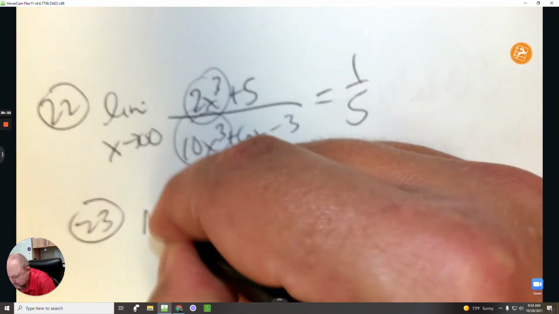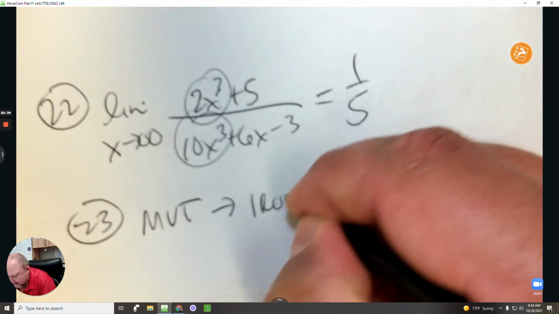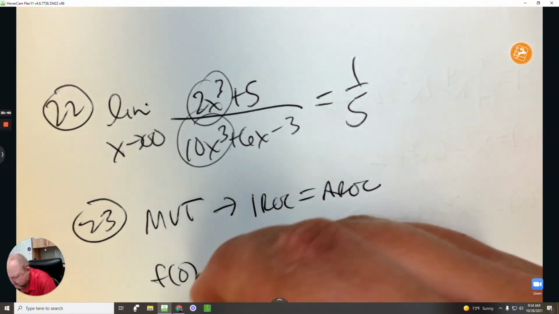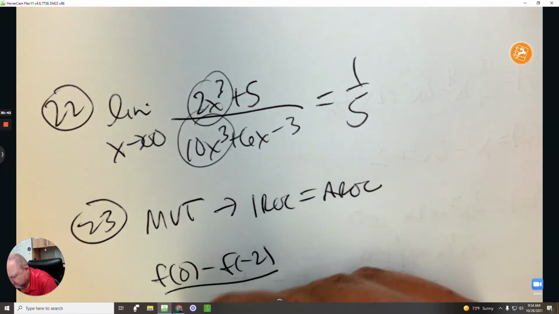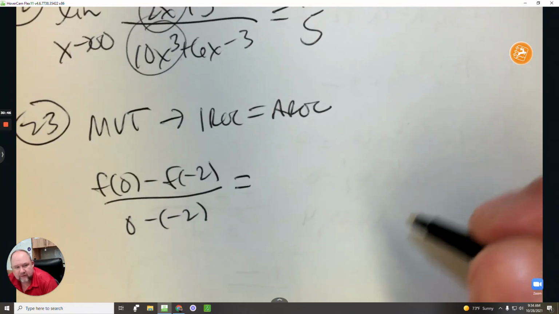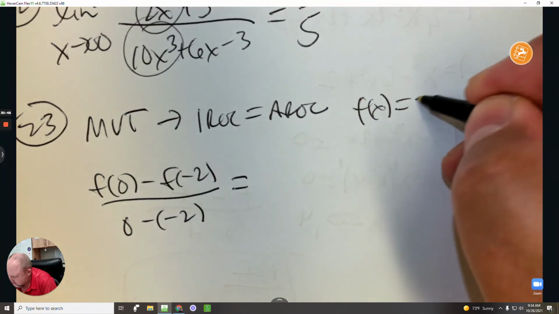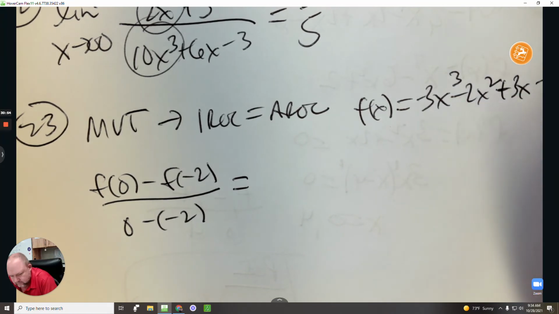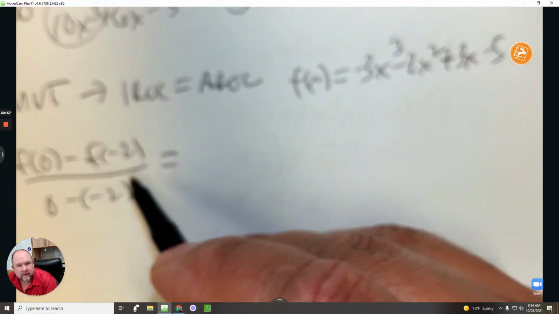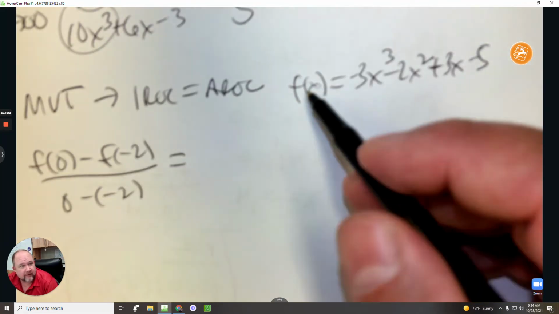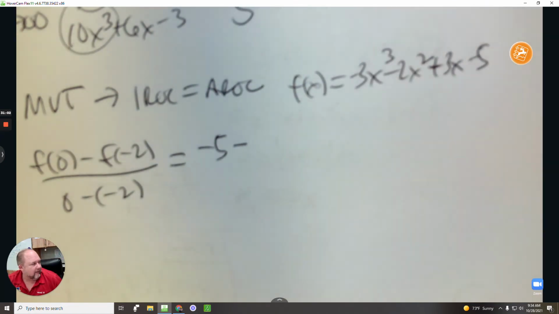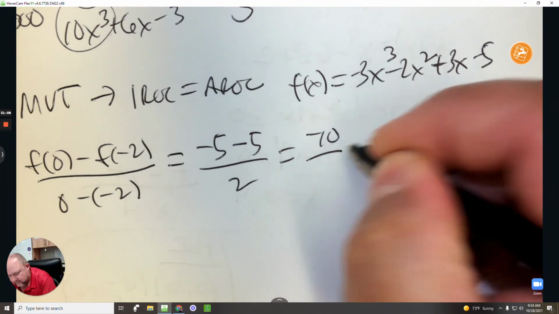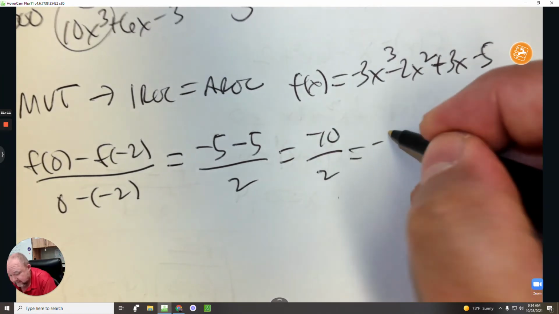Find the c value for the mean value theorem. What's the mean value theorem? It's when instantaneous rate of change equals average rate of change. So from -2 to 0, it'd be f at 0 subtract f at -2 over 0 subtract -2. This is the function. You're going to plug in. If I plug in 0, you get -5. If I plug in -2, you get 5. So that's -10 over 2, which is -5.